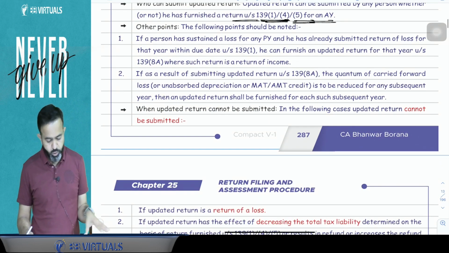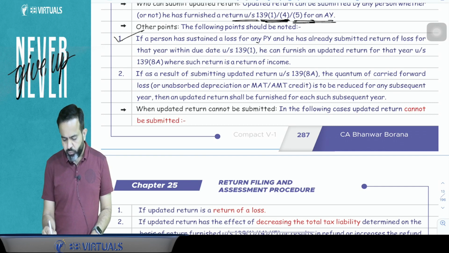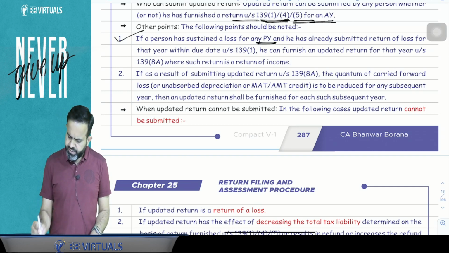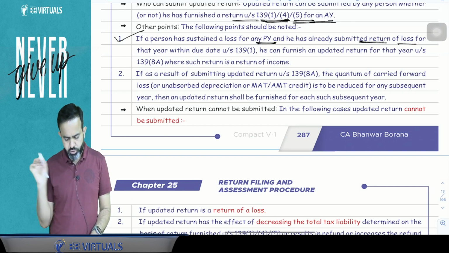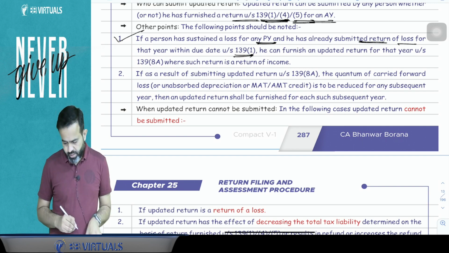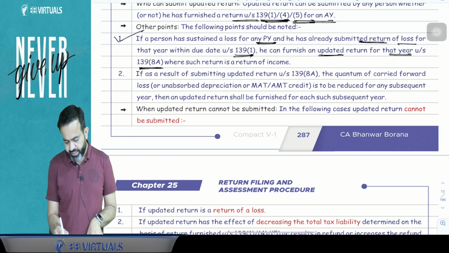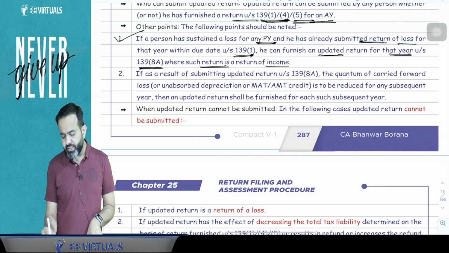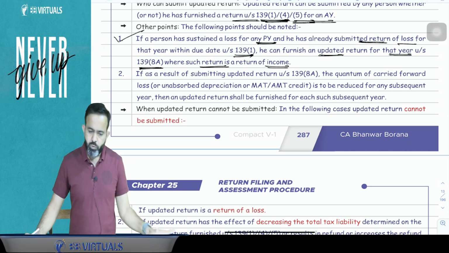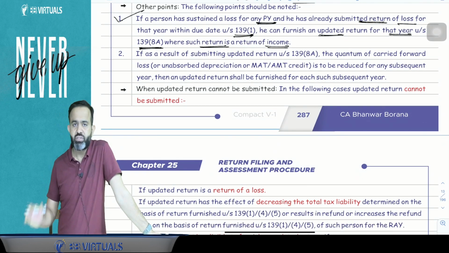Now there are some other points. Point number 1. If a person has sustained a loss for any previous year and he has already submitted the return of loss for that year within the due date under section 139(1), then he can furnish the updated return for that year under section 139(8)(a), where such return is a return of income. Means suppose earlier you already filed the return and you claim the losses, and losses you can carry forward.